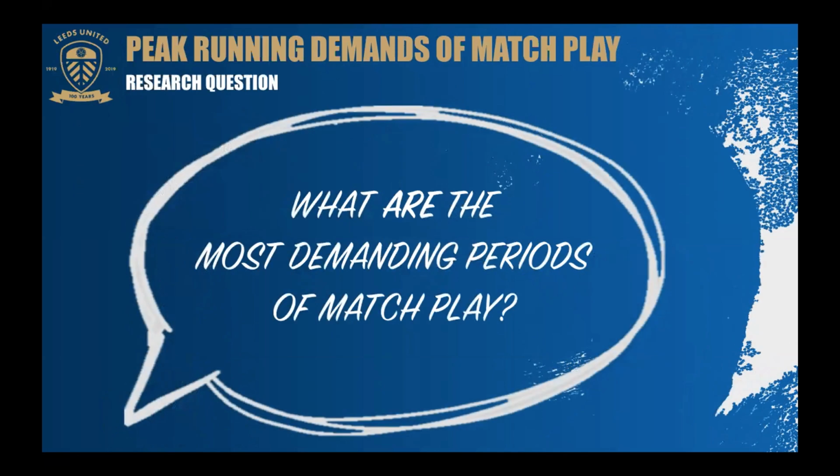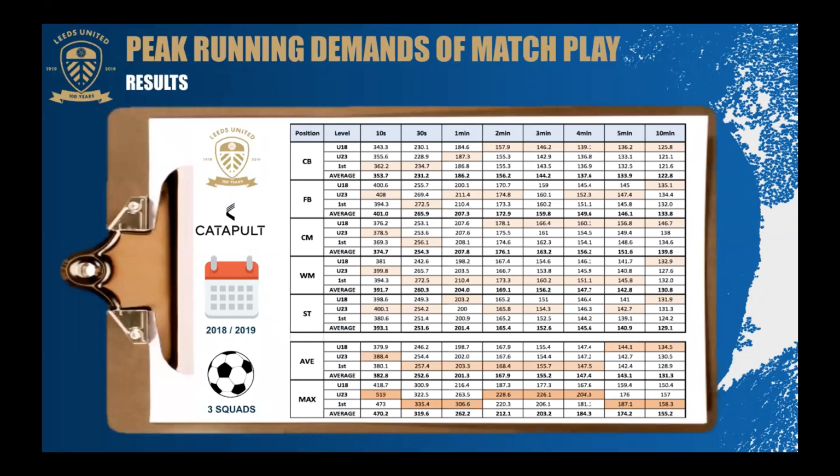So the research question we came up with was this. We wanted to know what were the most demanding periods of match play. And these are the results. Now, there's a lot of data there, and these are the results that Jordan Foster and Alex Kapsis, our previous students, produced, using a rolling average approach. The values on the table are in meters per minute. So we have a value per different time frame from 10 seconds up to 10 minutes, per position and per playing squad.